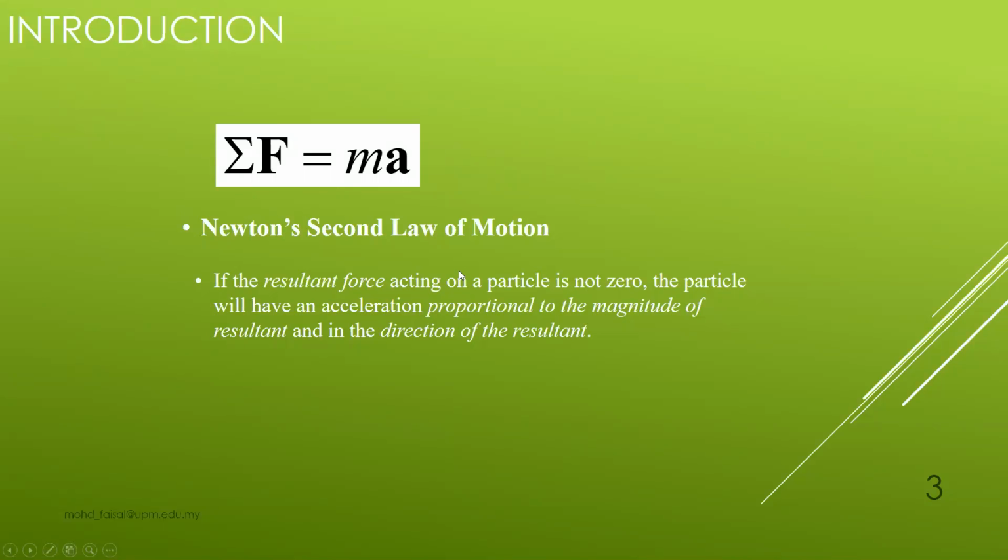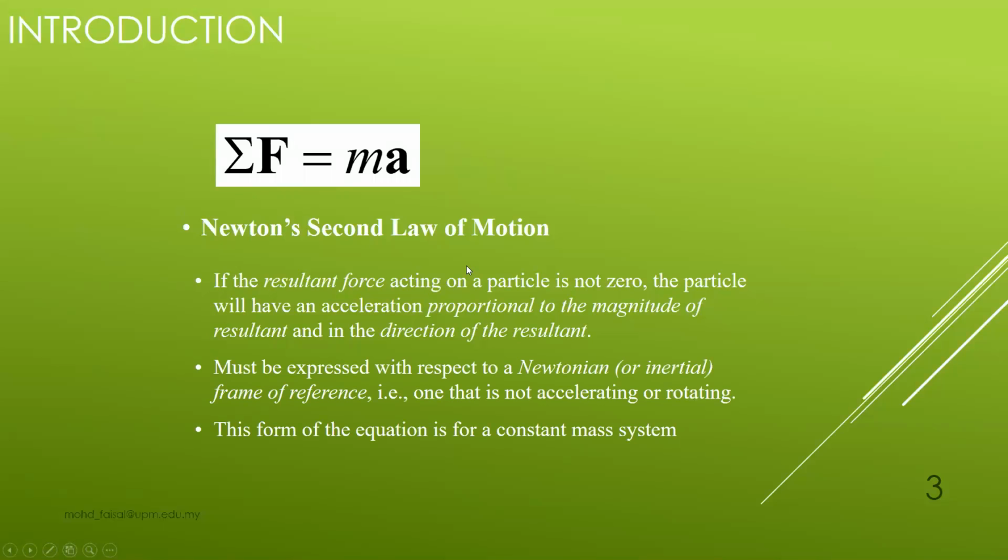From Newton's second law of motion, if the resultant force acting on a particle is not zero, the particle will have an acceleration proportional to the magnitude of the resultant and in the direction of the resultant. It must be expressed with a Newtonian frame of reference, one that is not accelerating or rotating. This form of equation is for a constant mass system.